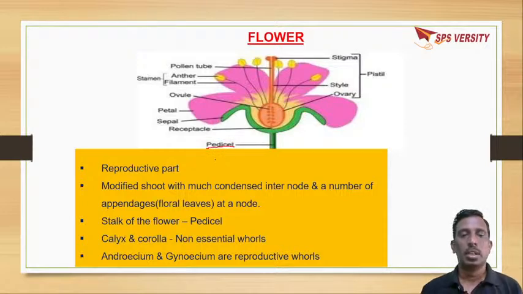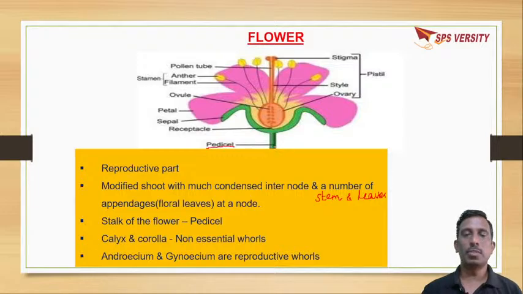Okay. So a flower is a modified shoot. Modified shoot means here you can see the modification of stem as well as leaves. That is, if you look into the thalamus and pedicel, it is a modified stem. The floral leaves, that is the calyx, corolla, stamens, that is androecium, gynoecium, these are modified leaves.